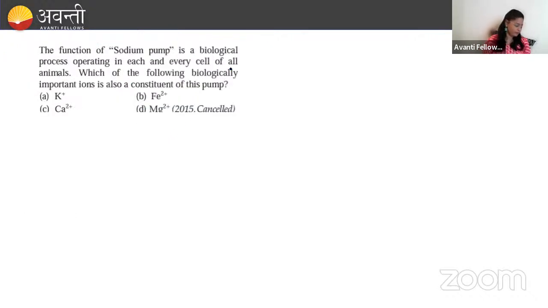Okay, next problem. The function of the sodium pump is a biological process operating in each and every cell of all animals. Which of the following biologically important ions is also a constituent of this pump? Magnesium? So which is present here with the sodium pump? Potassium is present here.